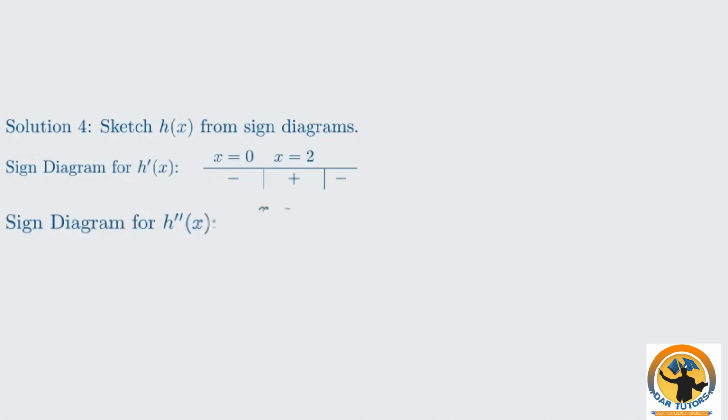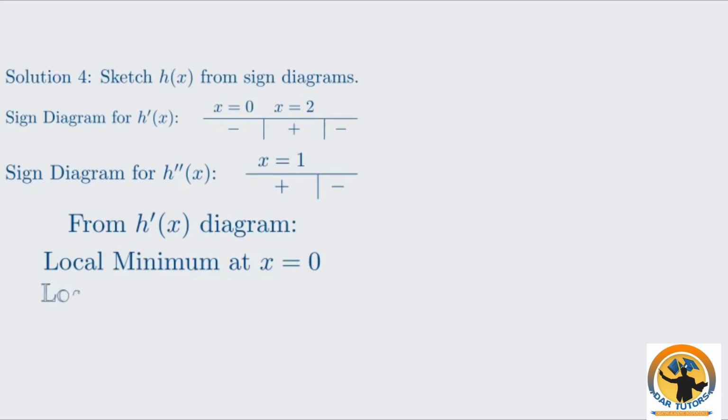Let's look at the solution for question 4. We are given sign diagrams for h prime of x and h double prime of x. First, let's analyze h prime of x. H prime of x is 0 at x equals 0 and x equals 2. The sign changes from negative to positive at x equals 0, so it's a local minimum. The sign changes from positive to negative at x equals 2, so it's a local maximum.